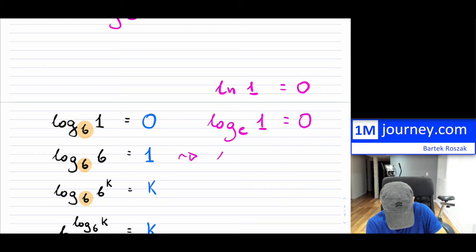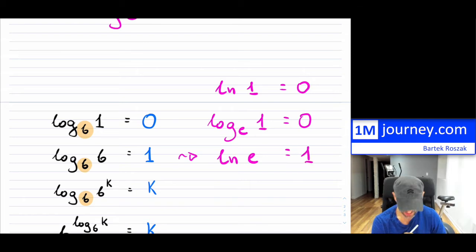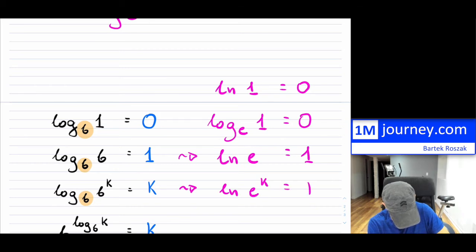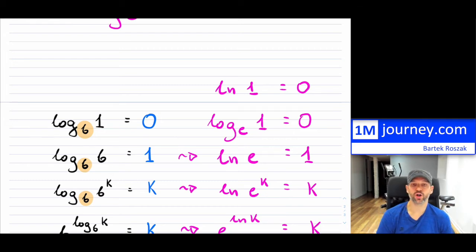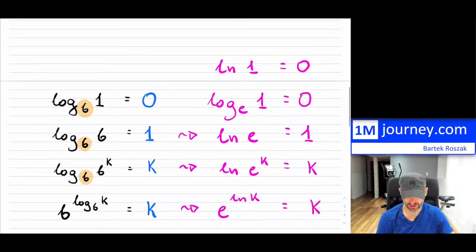So for this one, we would write ln of e is equal to 1. And within here, you would write ln, again, ln means log base e. So ln of e to the k is just equal to k. And if you had e to the ln k, this is just equal to k. So all of those properties hold that you will see.